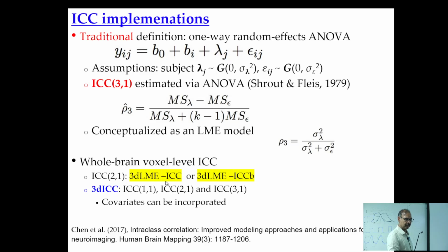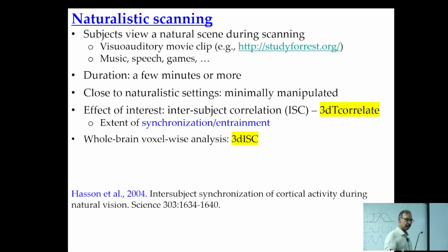Again, Gang Chen and Paul Taylor have written a paper about intraclass correlation where they describe this. I'm going to talk about this maybe on Wednesday, but there is a lot of work being done where, instead of doing either task or complete rest, a subject is shown a movie, right? So this is a movie of Forrest Gump, right?